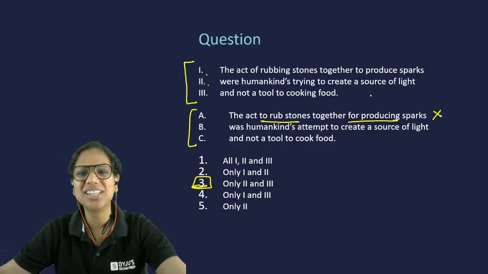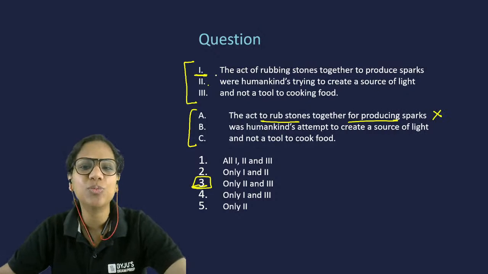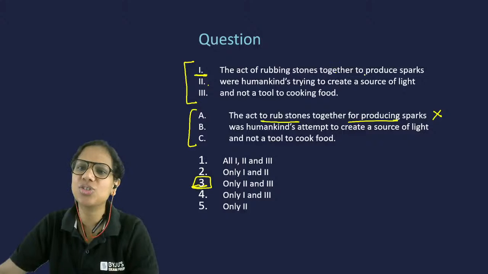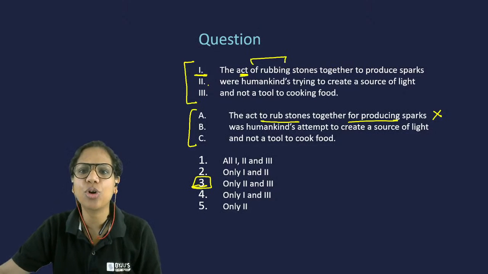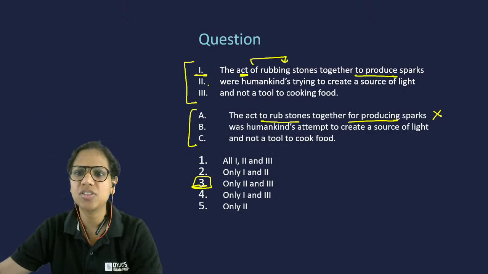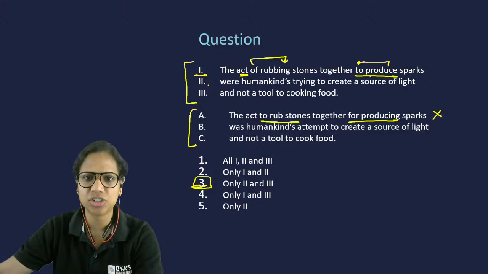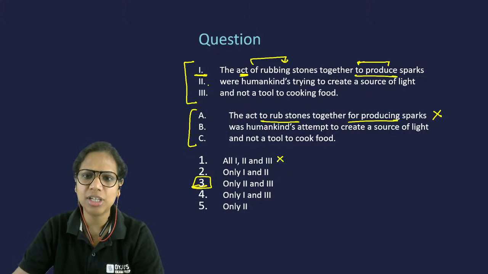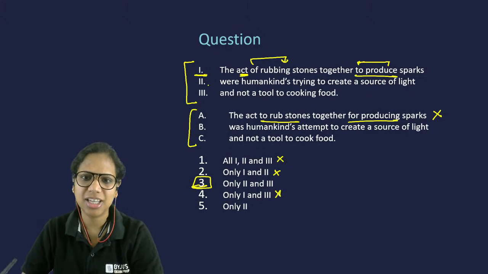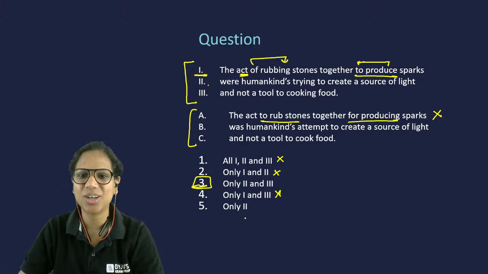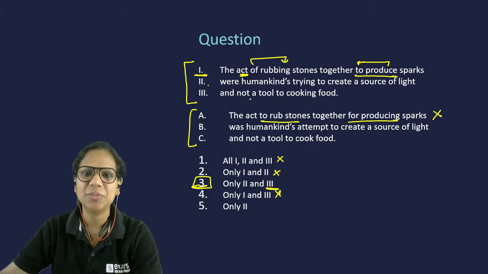This seems incorrect. I don't think there's any problem with 1. The act of rubbing stones together. So the act of what? I've mentioned that what is the aim to produce sparks. So for something that is our intention, that is our aim, we use the 2 plus base verb structure, right? So 1 is fine. And that's why, see, I don't even need to check second now. I just need to check third.